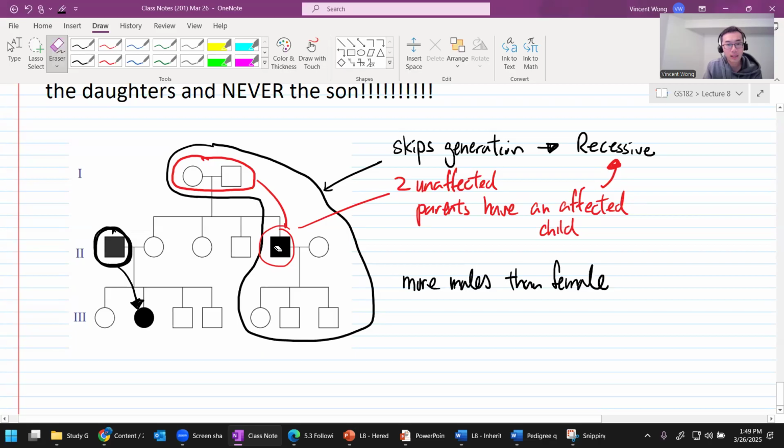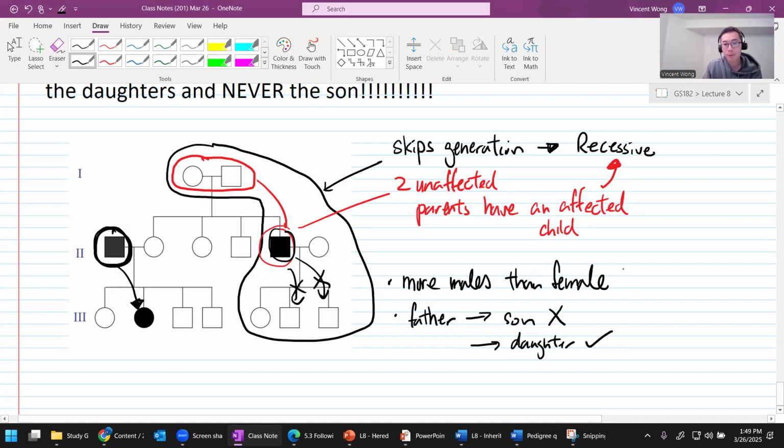But not the son. And over here, we have an affected son. Where did the affected son get the disease from? Well, it's not from the father, but probably from the mother. The mother here is going to be a carrier, and you can see again the father did not pass it on to any of the sons. So more males than females, and based on the information I have here, father to son did not happen, but we see father to daughter happening. So based on these, I'm going to say it is X-linked. This would be an X-linked recessive condition.